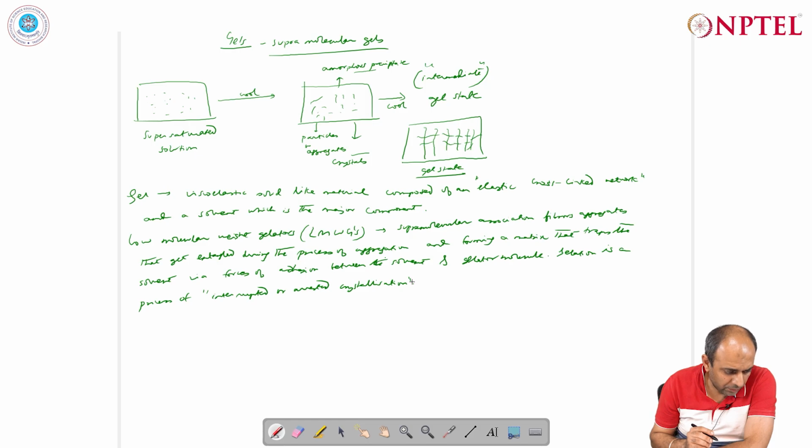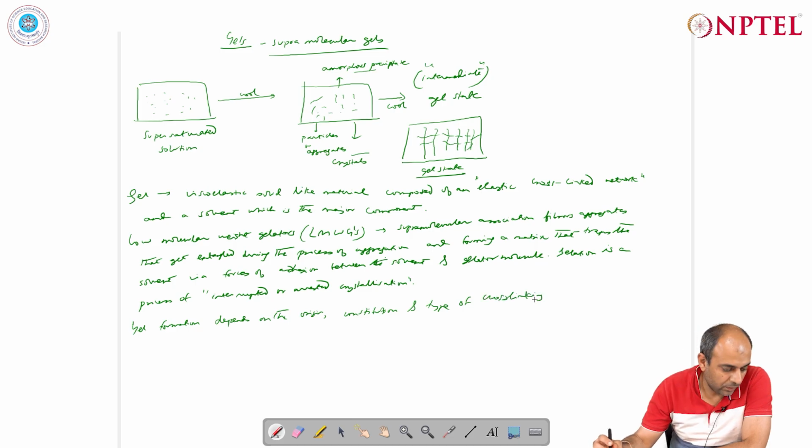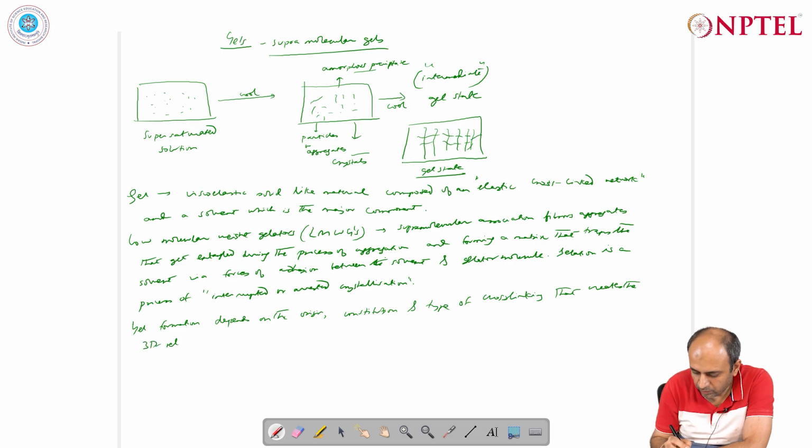Now, we also would like to see that gel formation depends on the origin, constitution and type of cross-linking that creates the 3D network and the medium they encompass.